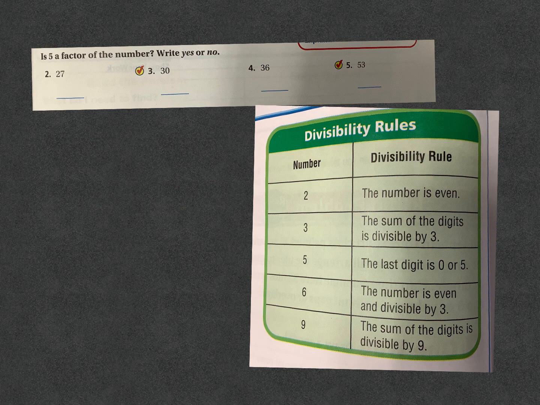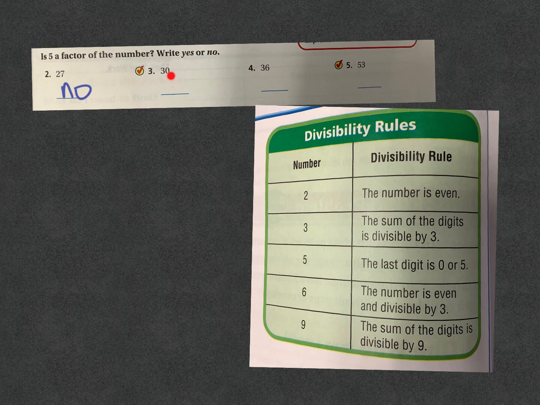All right, and so for numbers 2 through 5 in our Sharon Show, they just want us to write yes or no on whether 5 is a factor of any of these numbers. So let's go to that divisibility rule for 5. If the last digit of that number ends in a 0 or a 5, then yes, it is divisible by 5. If it does not, then no, it is not divisible by 5. So 27, its last digit is a 7, not a 0, not a 5. No, not divisible by 5.